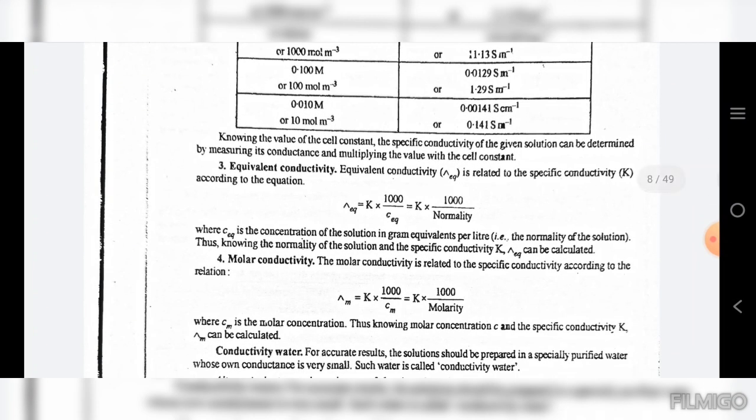Knowing the value of the cell constant, the specific conductivity of the given solution can be determined by measuring its conductance and multiplying the value with the cell constant.